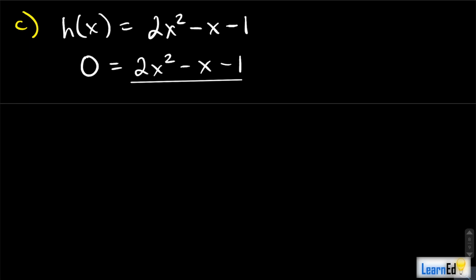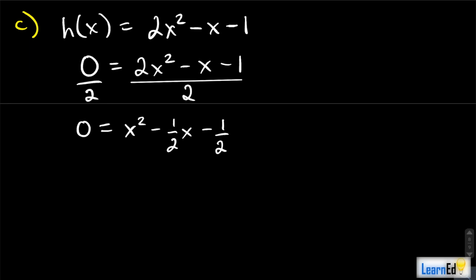But what I would do is get a coefficient of 1 in front of that x squared. So I would divide this whole thing by 2 on both sides. Okay? So this side is just going to stay 0. And this side, I can just divide 2 to each of these terms. And so I get 0 equals x squared minus a 1/2 x minus a 1/2.